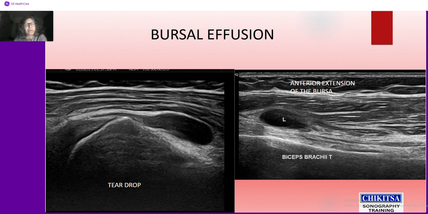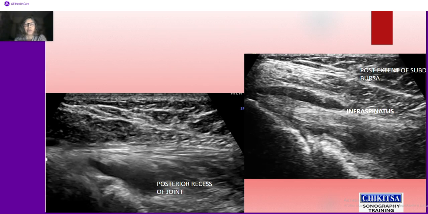So when you assess for the bursa, it is not enough to see up to the greater tuberosity, because on the lateral aspect of the humerus, about 3 to 4 centimeters distally is the lateral extent of your subdeltoid bursa. It can also extend anteriorly over the biceps tendon. And so we should always assess all these regions before we say that the patient does not have bursal symptoms or bursal effusion. The posterior extent of the bursa is over the infraspinatus.